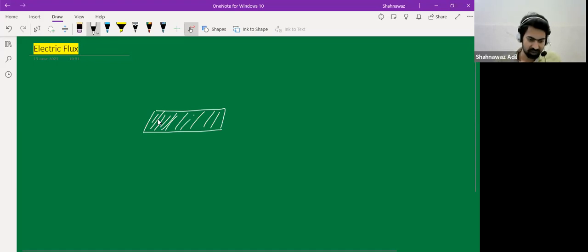Surface is a scalar or a vector? Can you repeat again, sir? Yeah, so this is a surface, right? This surface is a scalar or a vector quantity? What kind of quantity is this? Scalar, sir. There is no direction, sir. So it's scalar, I guess.